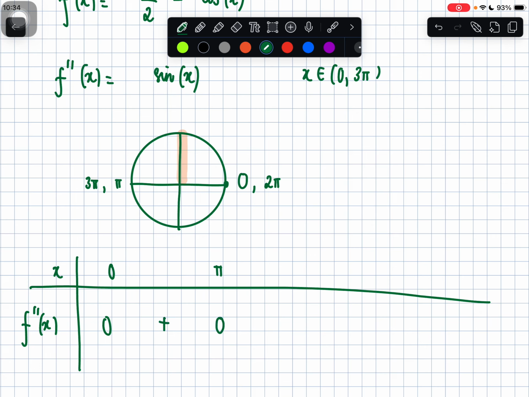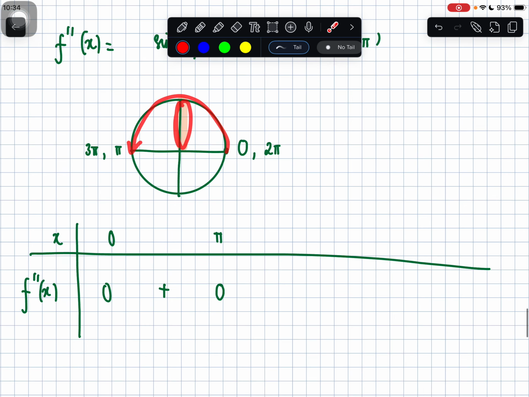Sine of pi is 0. So it goes like this to pi. So it's all positive here. And then now we are here from pi to 2 pi. The y-axis now, from pi to 2 pi, we are on the negative side. It's 0 at 2 pi and negative here. And we continue, go to 3 pi. Sine again is positive. 3 pi is positive.